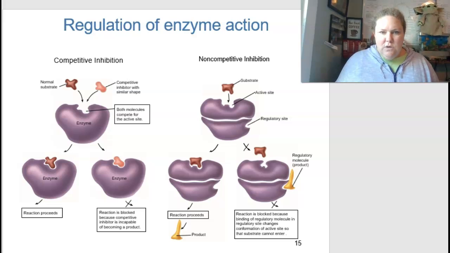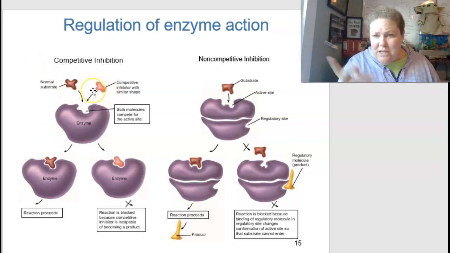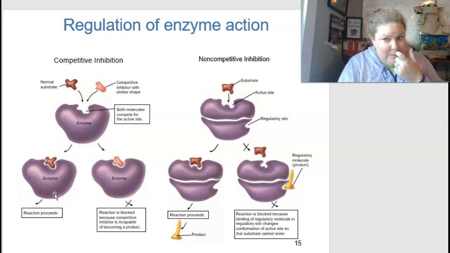Okay. So what is this then? The regulation of the enzyme action. This guy here on the left, this is figure 8.10, and this would be the competitive inhibition. Okay. And so you can see that the normal substrate and the competitive inhibitor have a very similar shape. Think of those keys, right? Both molecules are going to compete for that active site. When the actual substrate, or starting material, binds with the active site, then we're going to have that reaction happen or proceed.